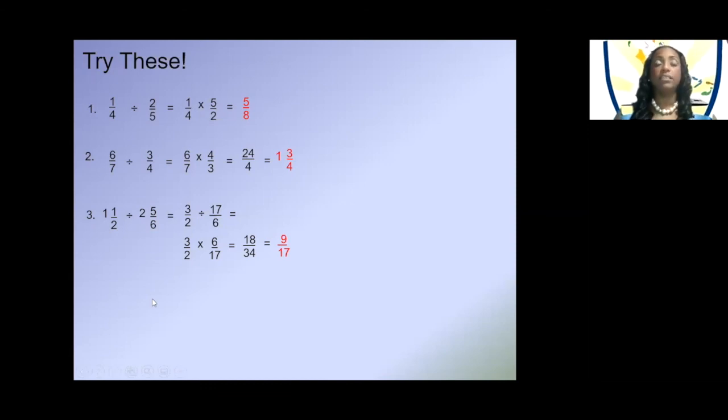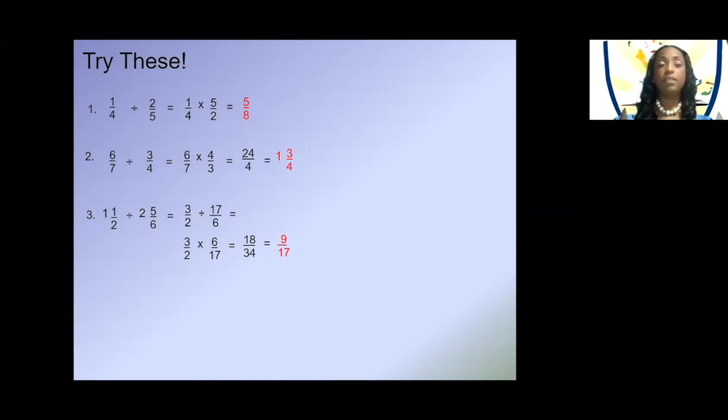Moving on to the next problem. We have 1 and 1/2 divided by 2 and 5/6. What do you do in this case? You want to change the mixed fraction to an improper fraction. 1 times 2 is 2, add 1 is 3. Follow on the next line: 1 times 2 is 2, add 1 is 3 over, we keep the denominator.